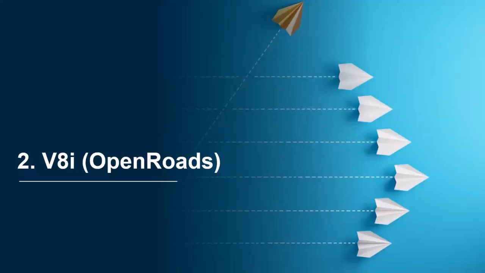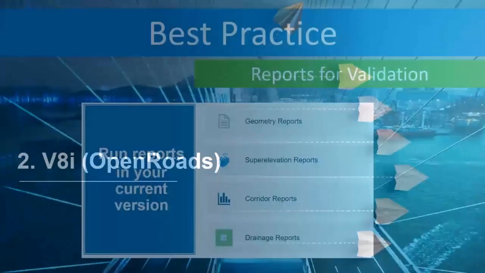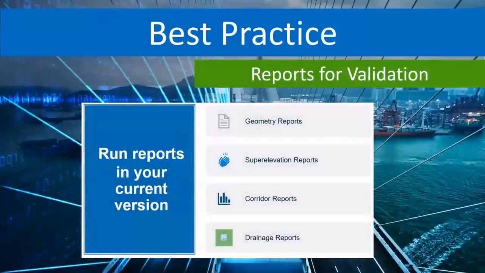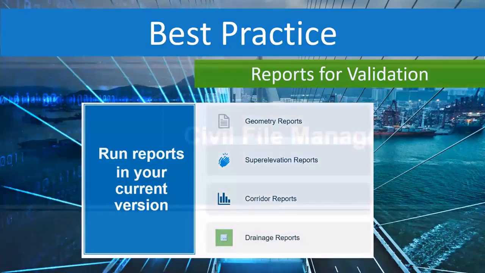Now, what if I've got a V8i project and I've actually used some OpenRoads data in it? Okay, how would that work? Well, I'll show you, but first, again, best practice is the same here. Generate those reports for validation, and you'll use them at the end after everything has come through.